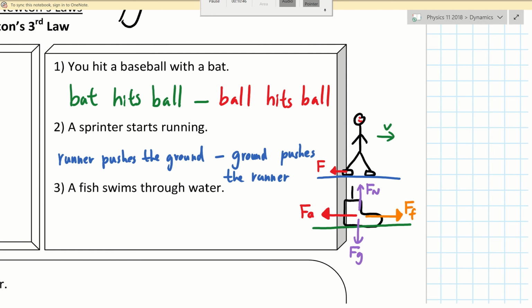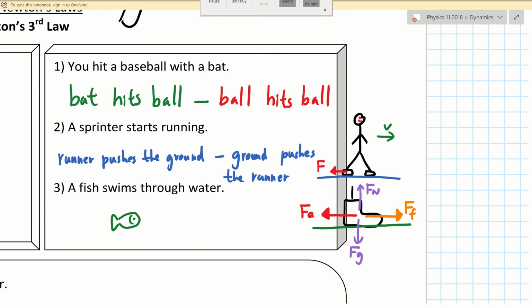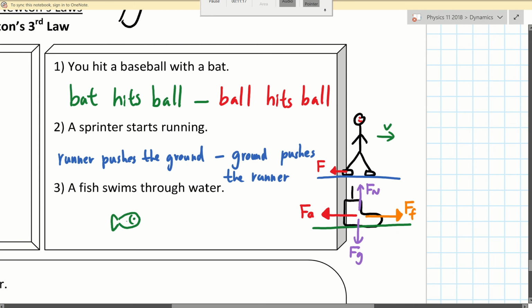Now, the third example is when a fish is swimming, or when you are swimming. Think about the experience of you going swimming, right? Which way do you push the water if you're trying to go forward? Think about it. Do you push the water forward? No, right? You have to push the water backward. Then your body goes forward. That is also an action and reaction pair.